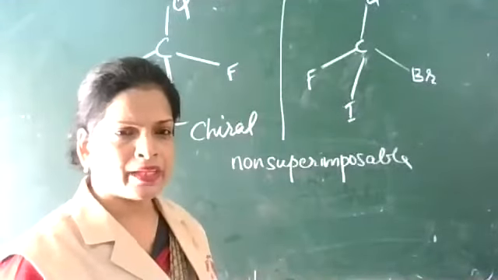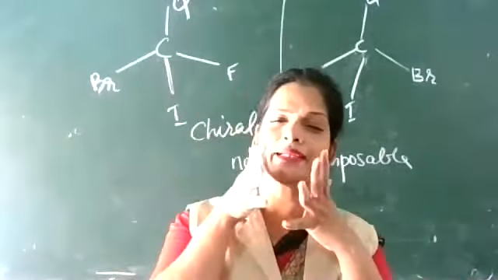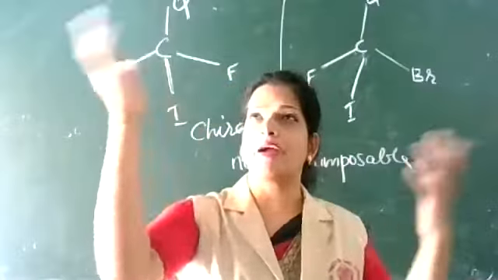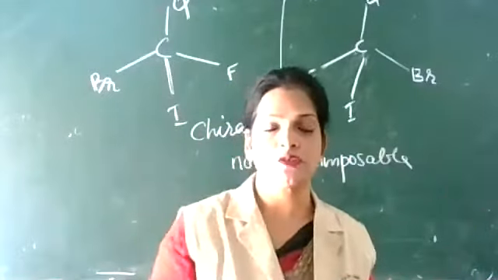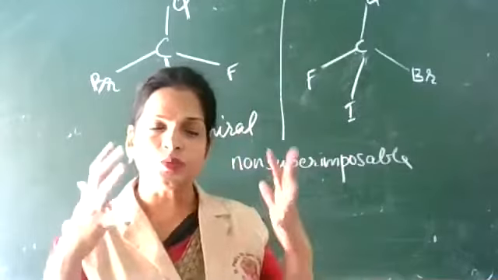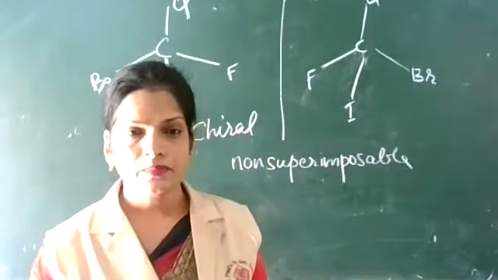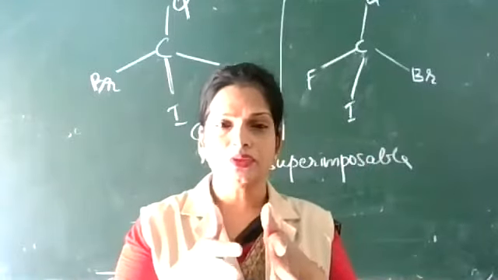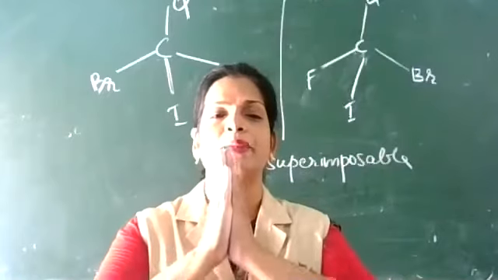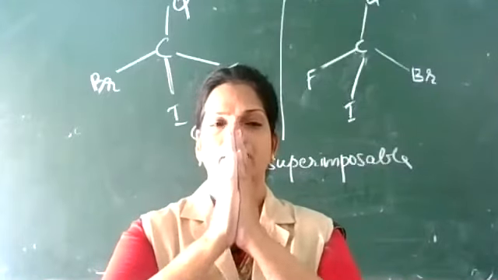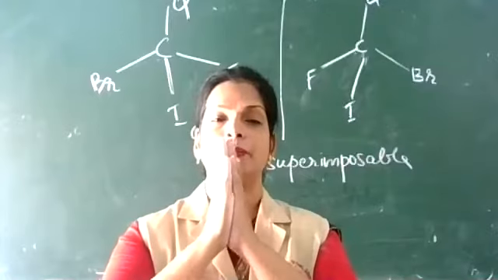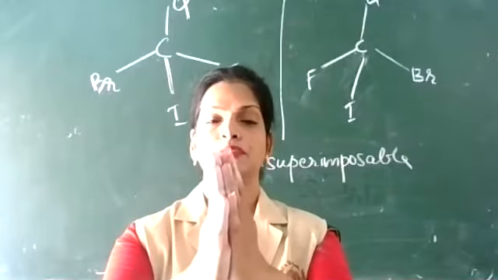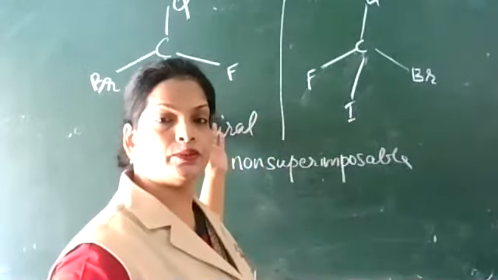Optical activity means when plane polarized light is passed through this. What is meant by plane polarized light? Ordinary light has vibrations in all directions perpendicular to the direction of its path. When such light is passed through a Nicol prism, all other vibrations are cut off except one plane. So you will get vibrations only in one plane. Such light is called plane polarized light.